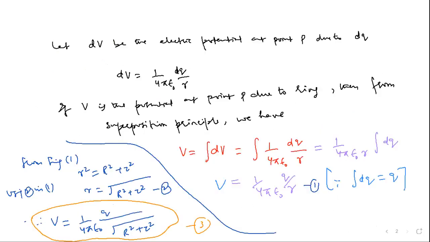So if we have a uniformly charged ring and we take a point p, z distance from the plane of the ring along its central axis, and capital R is the radius of the ring, q is the total charge on the ring, then the potential is given by this expression: 1 by 4 pi epsilon naught q by square root of R square plus z square. Let us move to next topic.